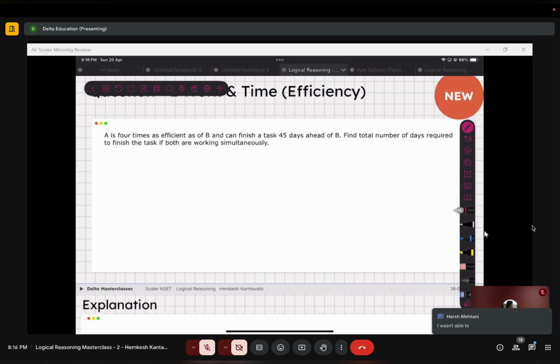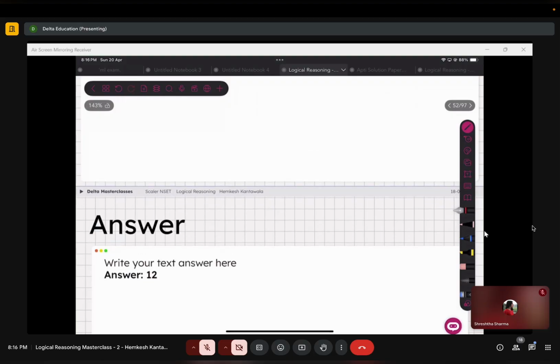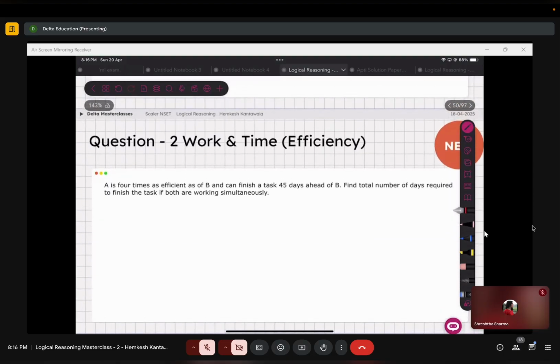So let's see the solution. Your answer is incorrect, but no worries. Let's see how to do this. So what is asked in this question? The question says that A is 4 times as efficient as B. If we assume that B is able to do a work in x number of days, then A, being 4 times more efficient, would be able to do the same work in x by 4 days. Or else we could say that if B is doing it in 4x days, then A could do it in x days, because A is 4 times more efficient.